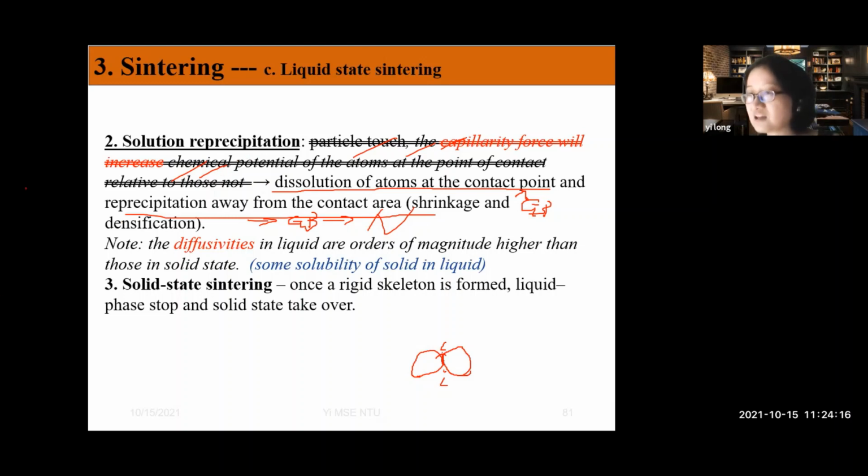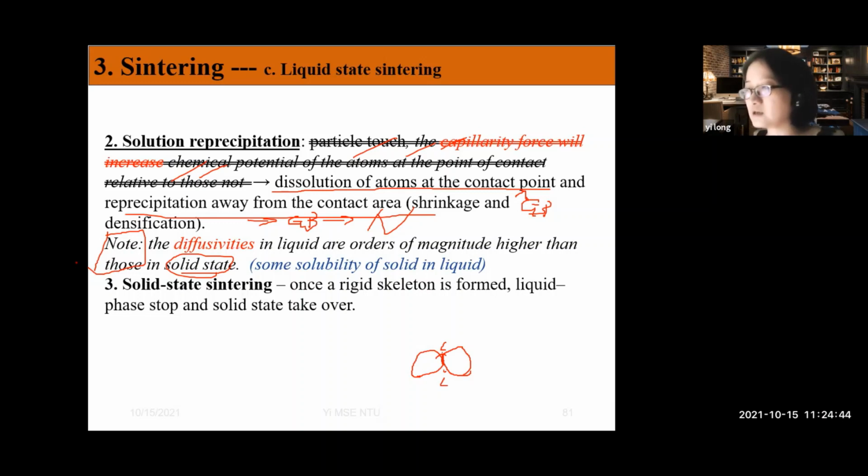And there's another thing: the diffusivity in the liquid is orders of magnitude higher than in the solid. So what does this mean? Because we only have 5 more minutes, I leave this one to explain in the tutorial. Is that okay? The last one is solid state sintering: once everything forms, solid state takes over. So these are the 3 stages of liquid phase sintering.